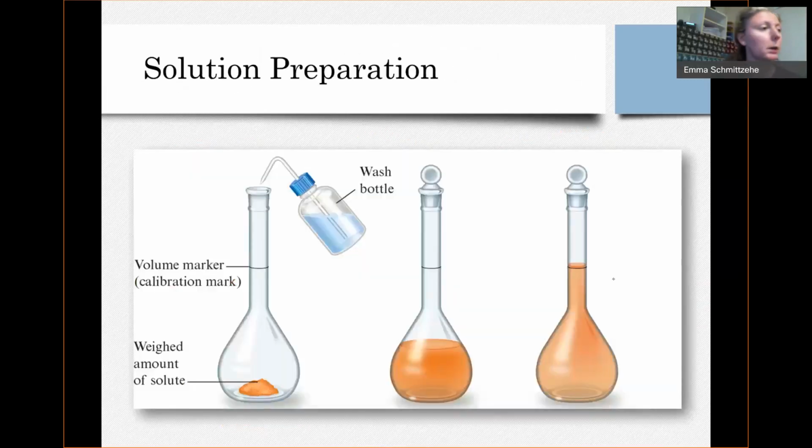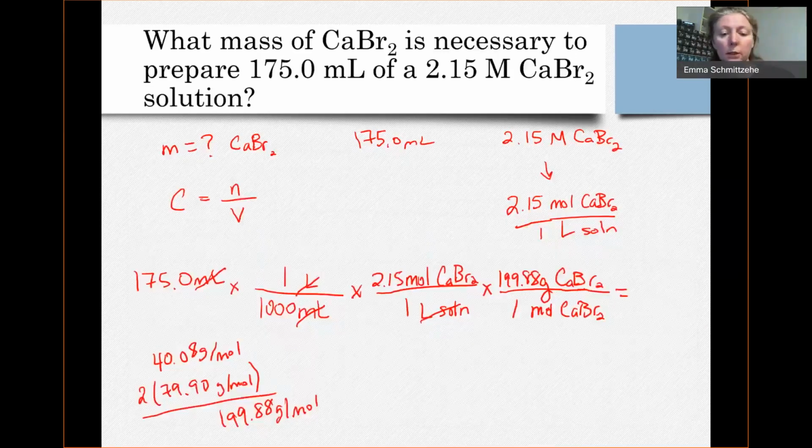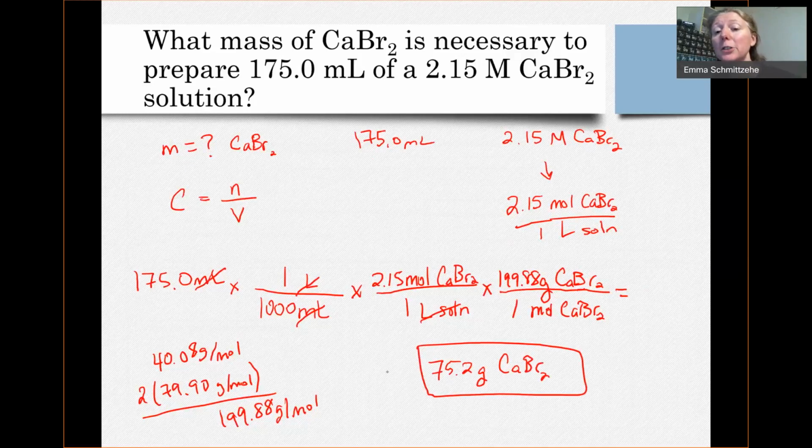Then I can type this all in my calculator. 175 divided by 1,000 times 2.15 times 199.8. And let's see, looking at all those values, the 175.0, that's 4 sig figs. The unit conversion between milliliters and liters is exact. The molarity, the 2.15, is 3 sig figs, and the molar mass is 5. So the fewest there is 3, so I'm going to round to 3. And so I would get 75.2 grams of calcium bromide. Okay? And so that's the mass I need to prepare this 175 milliliter solution of 2.15 molar calcium bromide.